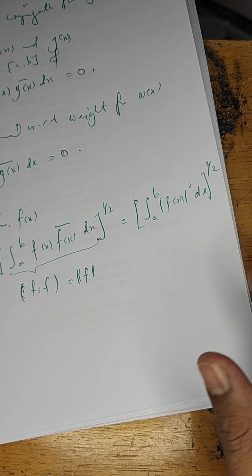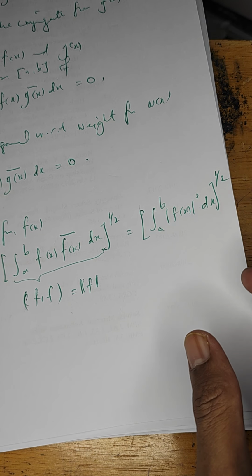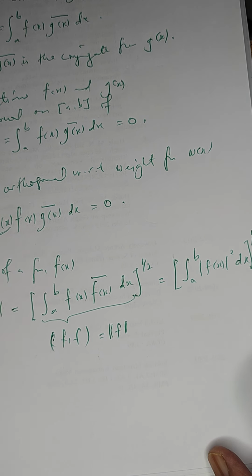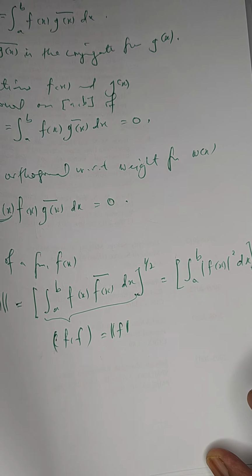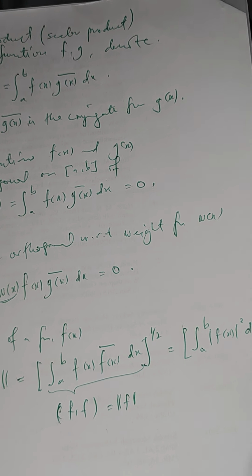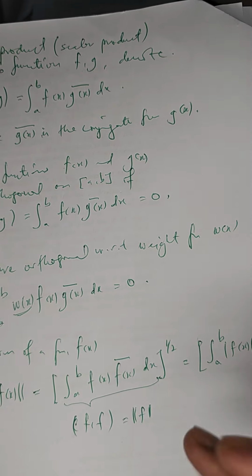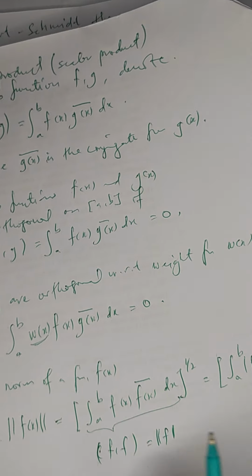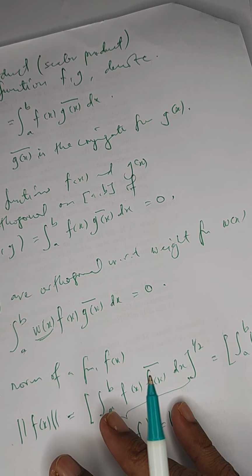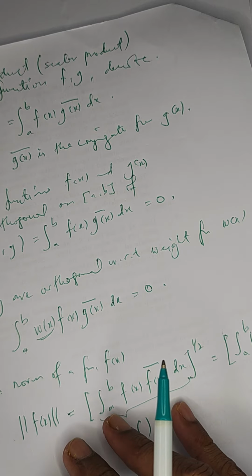Now we look at how we can normalize a function. Normalize means that if we take the norm of that function, it gives us 1, unity. So we call that function normalized.